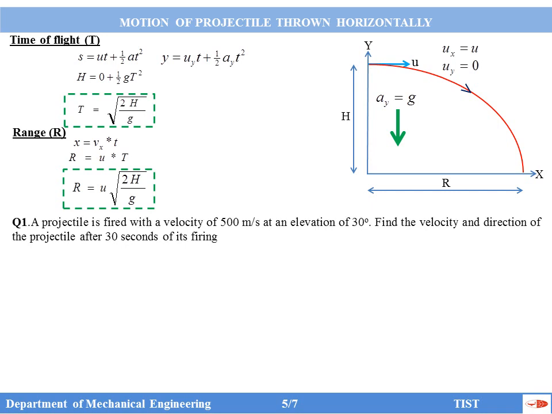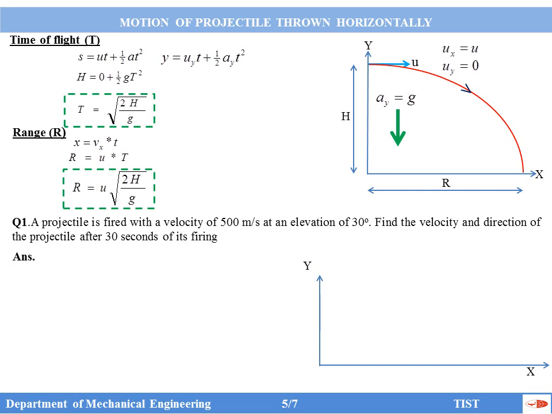Okay, so first problem is, a projectile is fired with a velocity of 500 meter per second at an elevation of 30 degree. Find the velocity and direction of the projectile after 30 seconds of its firing. So the velocity given here is the initial velocity, and the elevation means the angle of projectile, the angle with respect to x-axis. So u and theta is given. You need to find out the velocity and direction of projectile after 30 seconds.